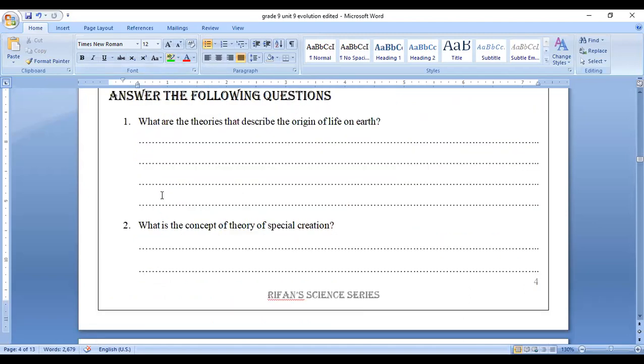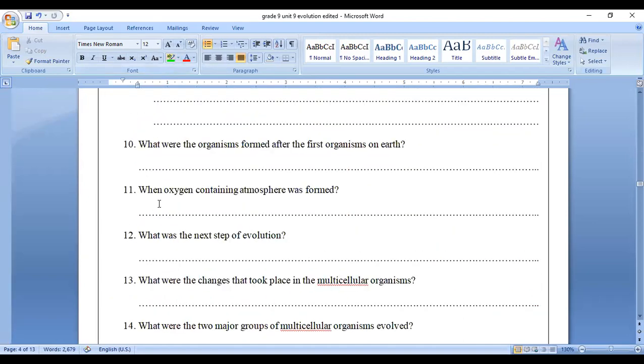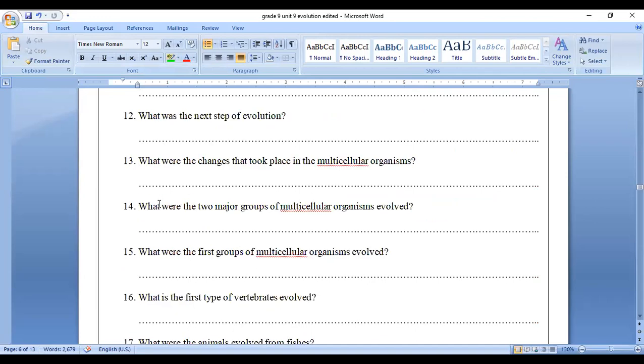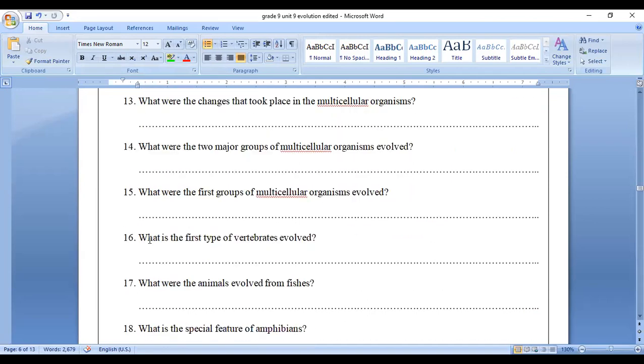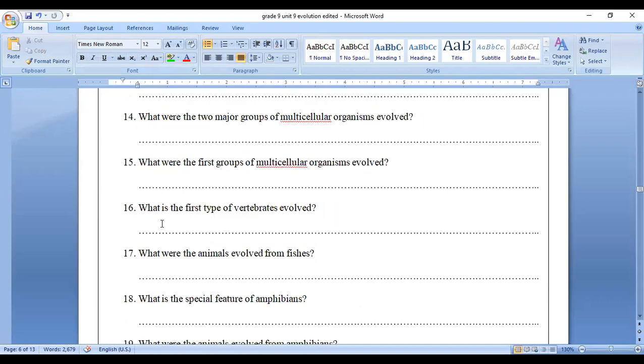Understood? Okay. Question number 16. What is the first type of vertebrate evolved? They are the fishes. Fish you can write or fishes you can write, no problem.